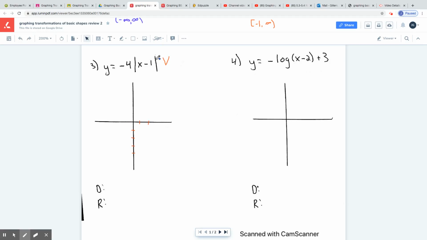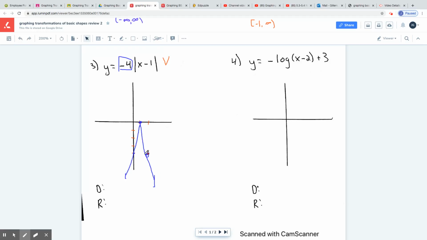All right, to 1, there's nothing happening here, so it's at (1, 0). All right, that is my vertex. This tells me how much I go up or down, and I always go to the right or left 1. 1, 2, 3, 4, to the right 1, to the left 1, and I draw my V's. It's supposed to be a straight line.